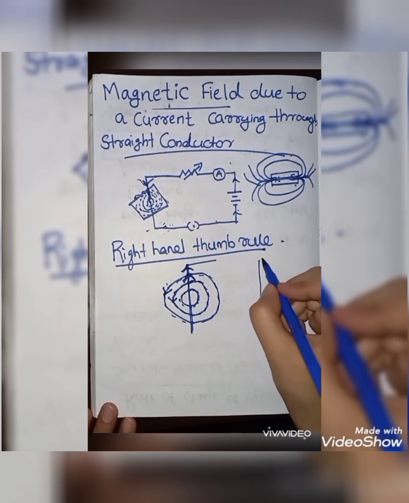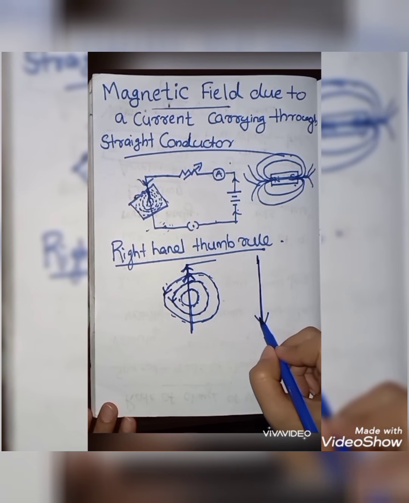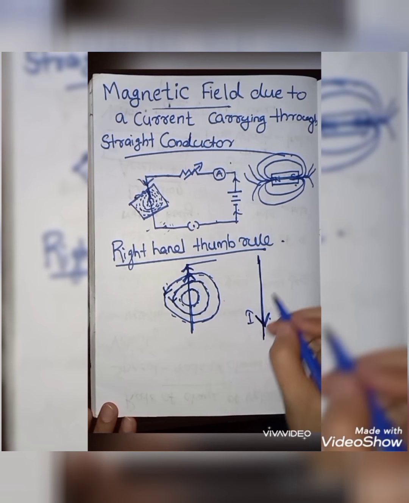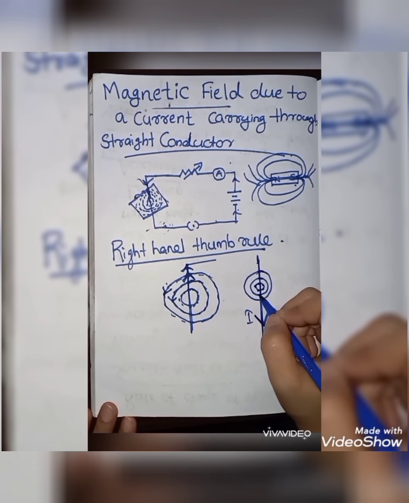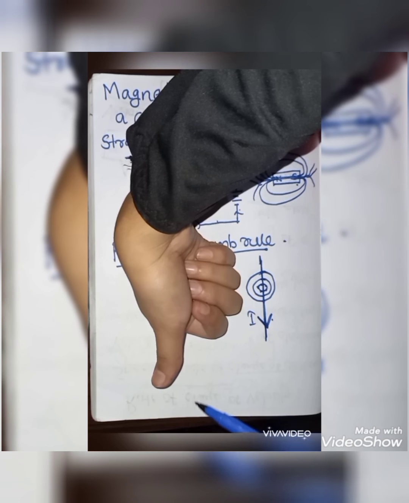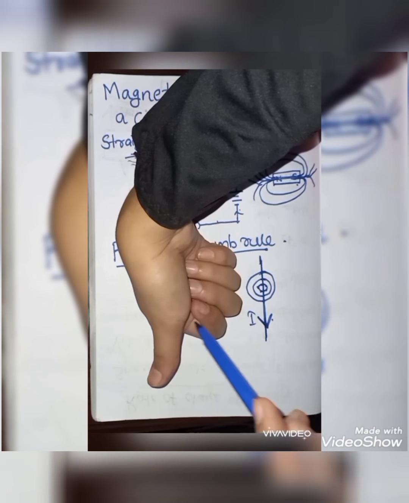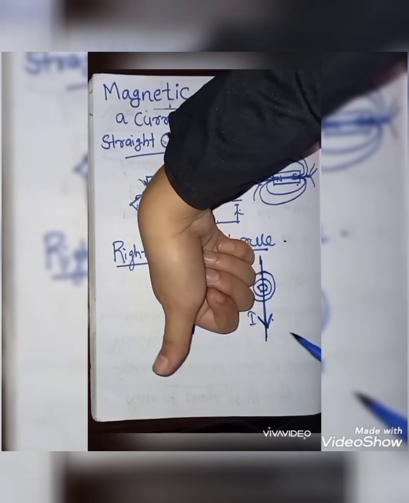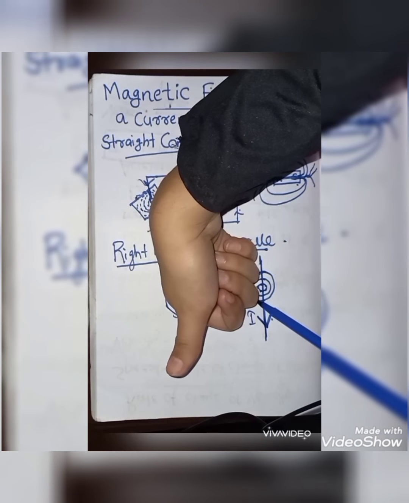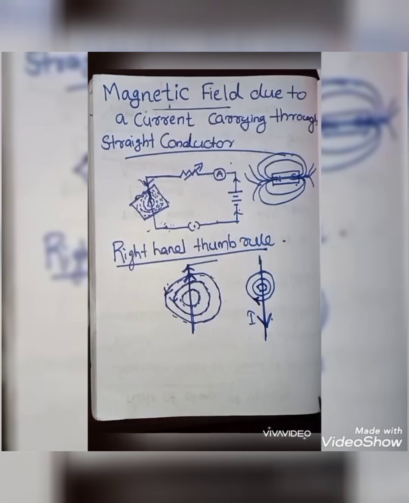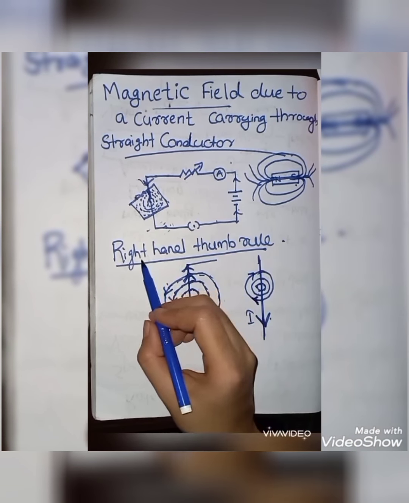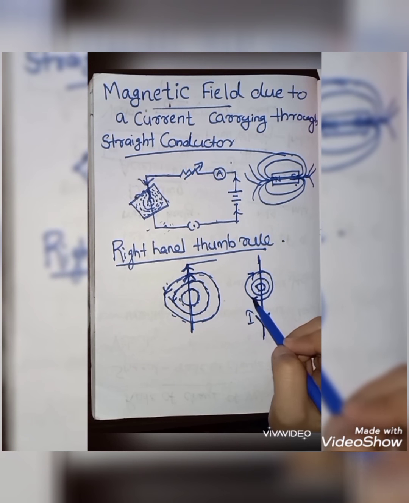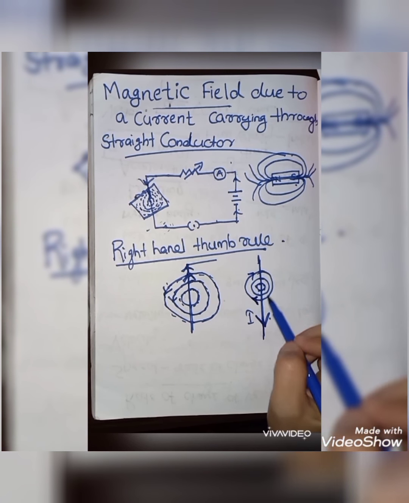This is a straight conductor, and the current I flows through this in this direction. What is the direction of this magnetic field lines? This is the direction of electric current, and the folded fingers are in this direction, therefore it will be on this side. Hope you understand this. According to the right hand thumb rule, when the current flows in this direction, the direction of magnetic field lines is like this.